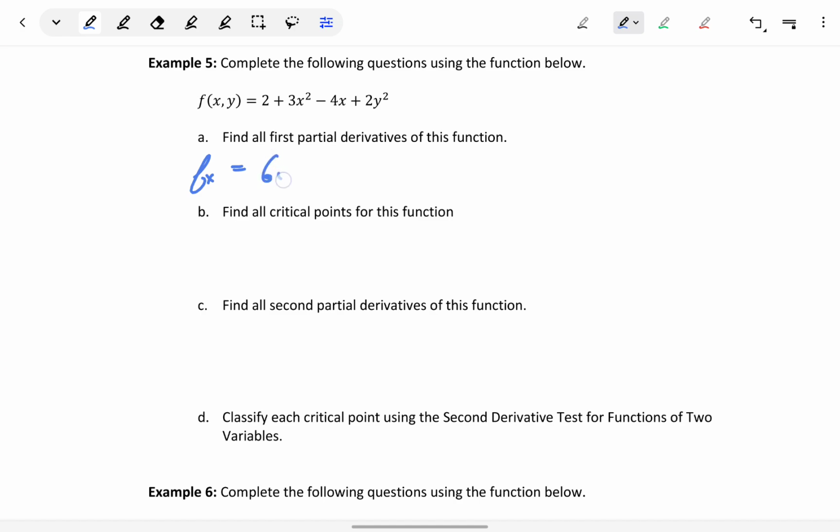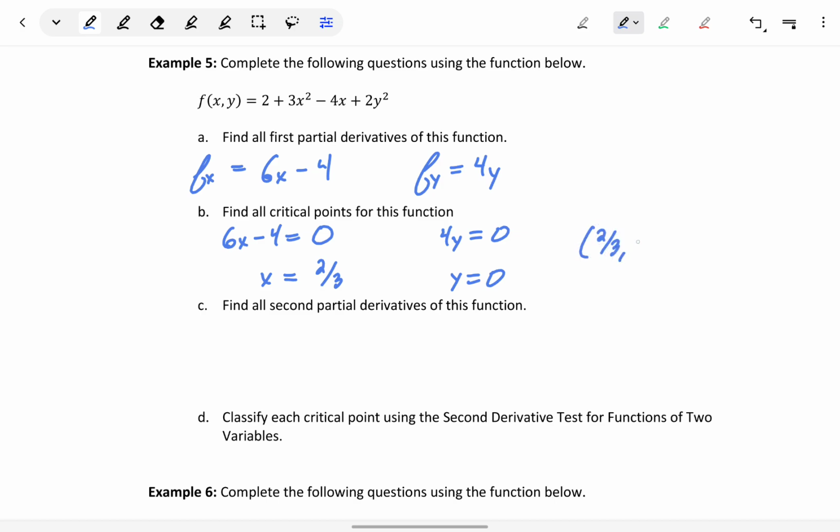partial derivatives, which in this case would be 6x minus 4, and f sub y will be 4y. In part B, we want to find all critical values, meaning we want to take our first partial derivatives, set equal to 0, and solve. In this case, we'll get x is equal to 2/3, y is equal to 0, meaning we have a single critical value at 2/3, 0.